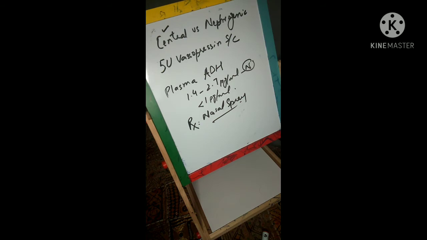In treatment, we can give vasopressin nasal sprays. There is also the long-acting analog desmopressin available in the form of nasal spray. In case of an unconscious patient, we can also offer subcutaneous vasopressin and desmopressin. We should also monitor: input-output charting should be done, and serum osmolality and urine osmolality should be checked every 8 to 12 hours.